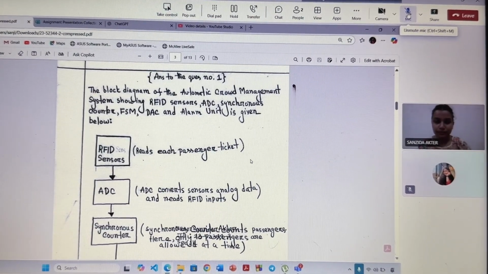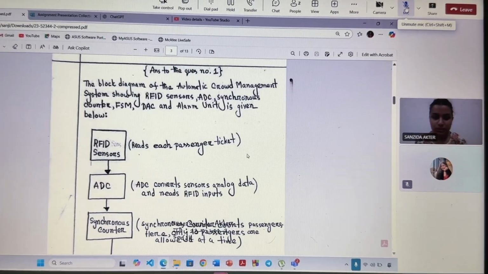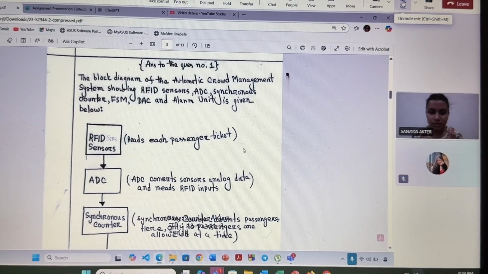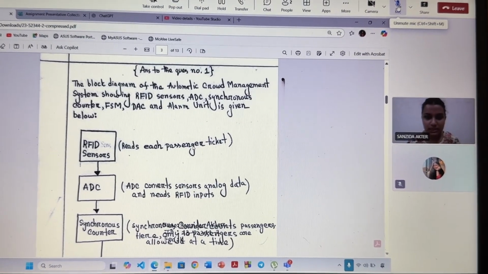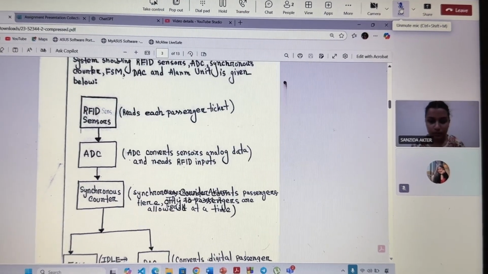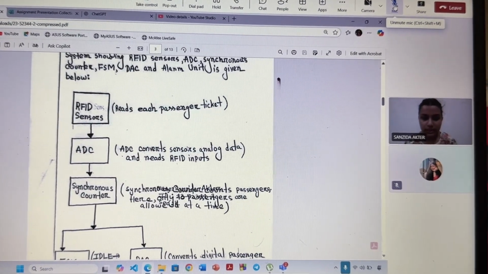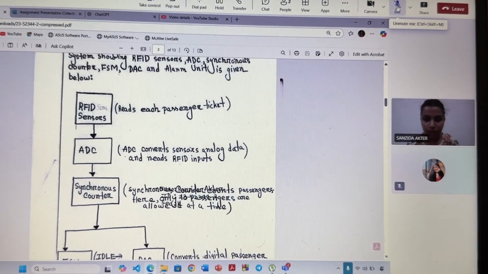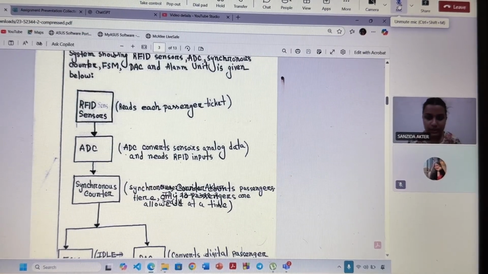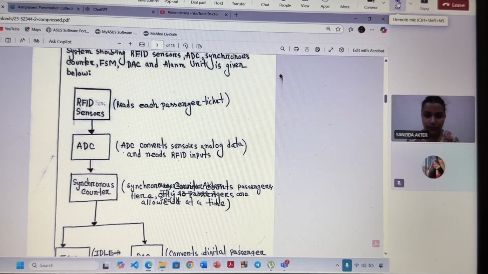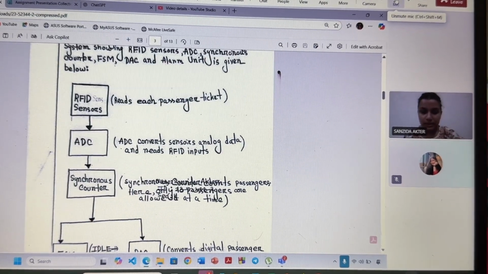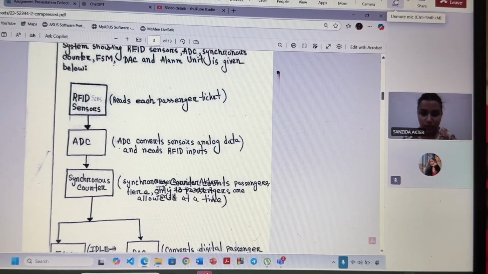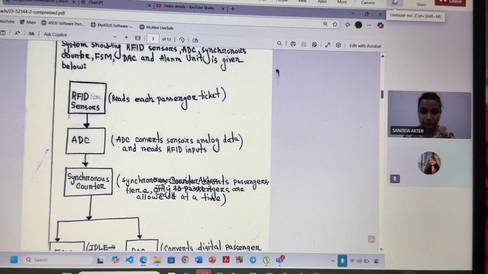details of my solution. The first question asked me to sketch the block diagram of the automatic metro crowd management system, showing RFID sensors because every passenger must scan a ticket before entering. Its signal is passed to an analog to digital converter to create a clean digital output for logic processing. That output feeds a synchronous counter which tracks the number of passengers on the platform. A finite state machine, FSM, makes a decision about opening or closing the gate based on the counter value and the validity of the ticket.